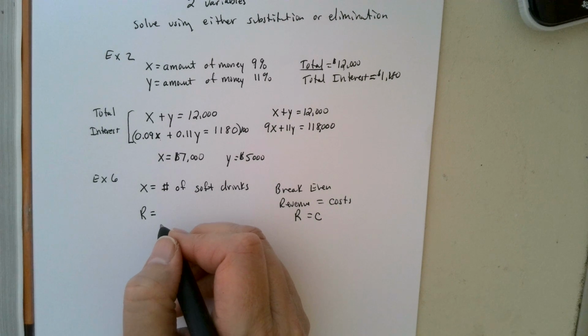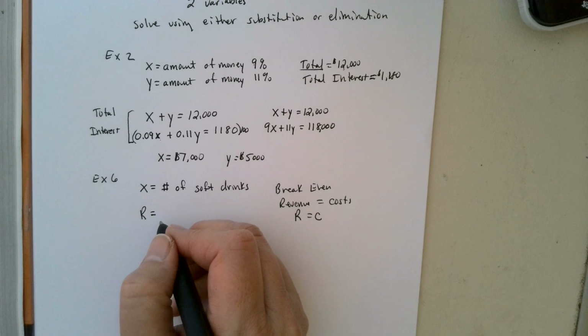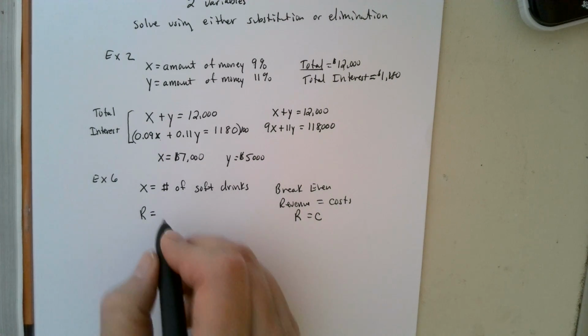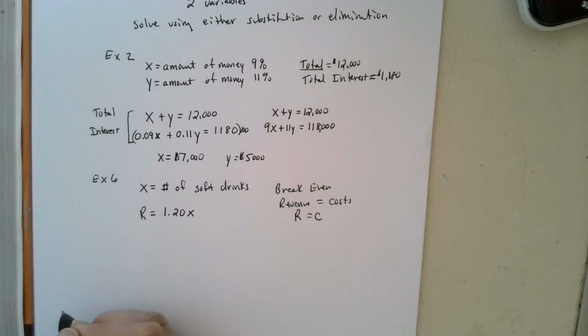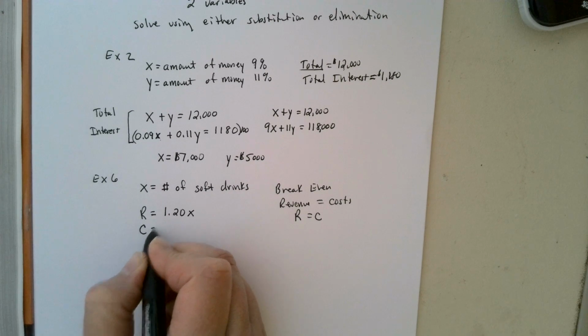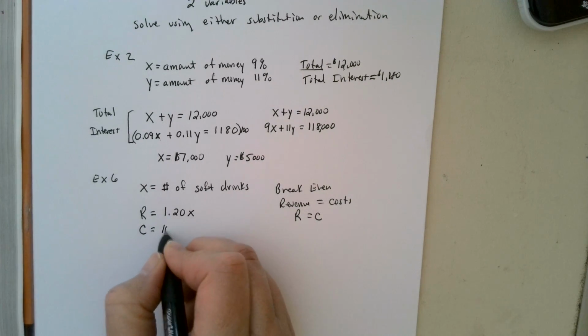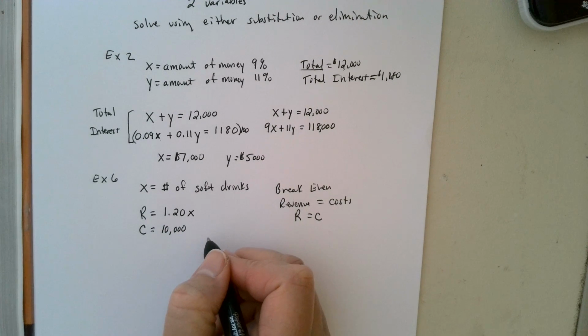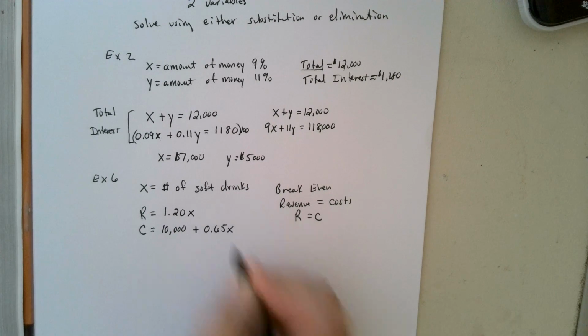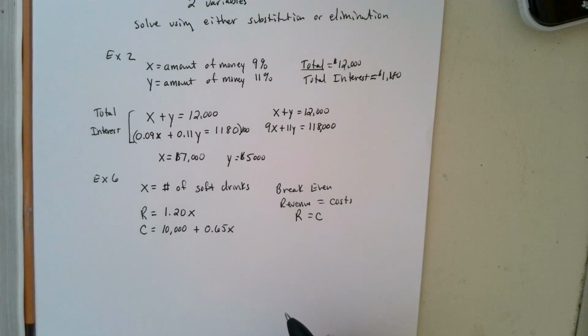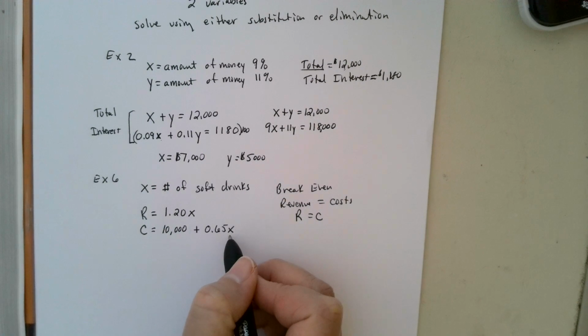So revenue is the money that you have coming in. And so it says that they are selling each bottle for $1.20. So the money they have coming in, $1.20 per soft drink. The cost that they borrowed $10,000 that they have to pay back, and then it costs 65 cents per bottle to make. So that's paying for the bottle, the ingredients in the soft drink, the employees, the transportation, so all of the cost in producing one bottle.